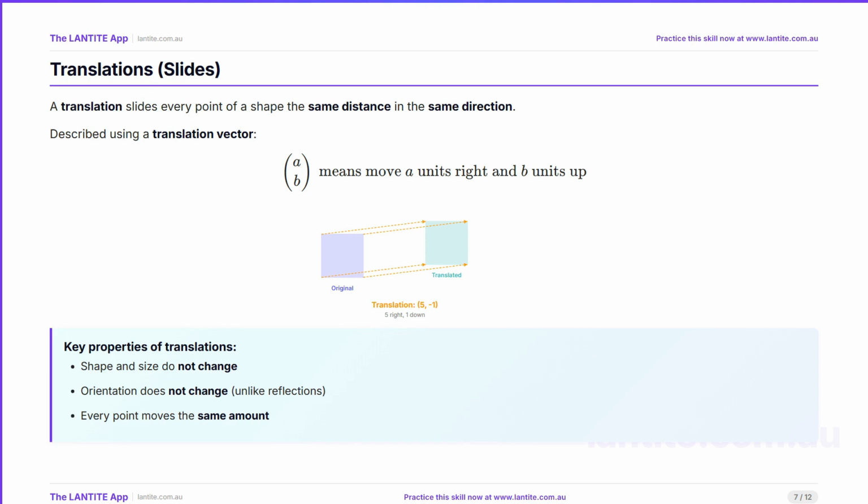Unlike reflections and rotations, a translation does not change the orientation of the shape at all. It simply slides the shape to a new position. The shape stays exactly the same, just in a different location.